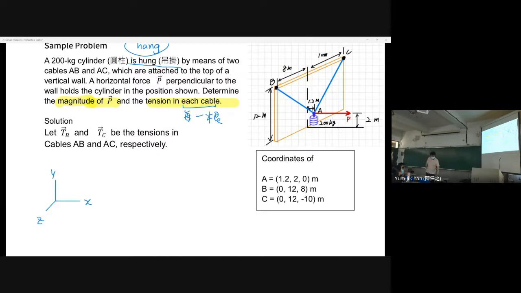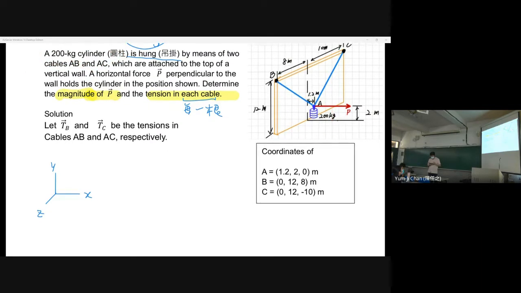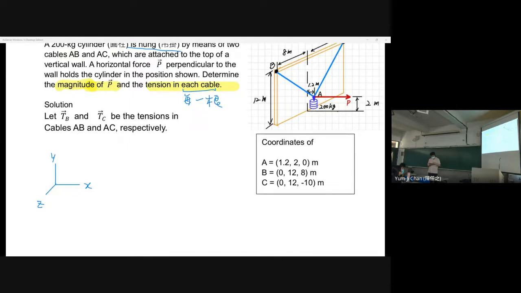Of course, at least we have 3, right? So we have P, we have TB, and we have TC here. Anything else? So we also have the weight of the cylinder. Okay. It is 200 kilogram. So here actually we have 4. Remember we have 4 forces.